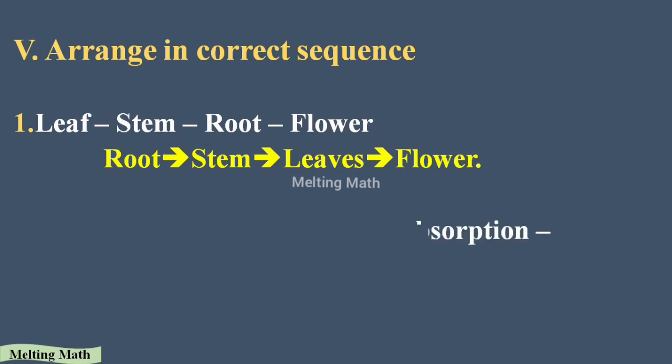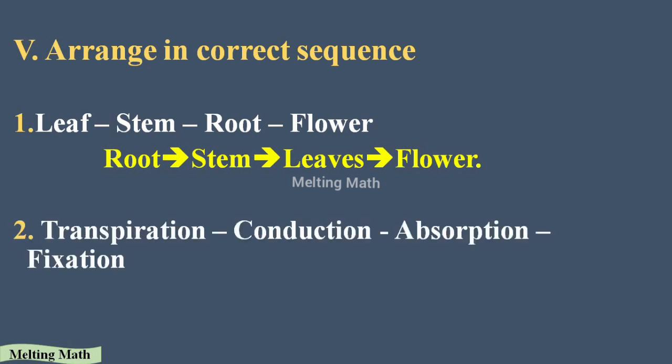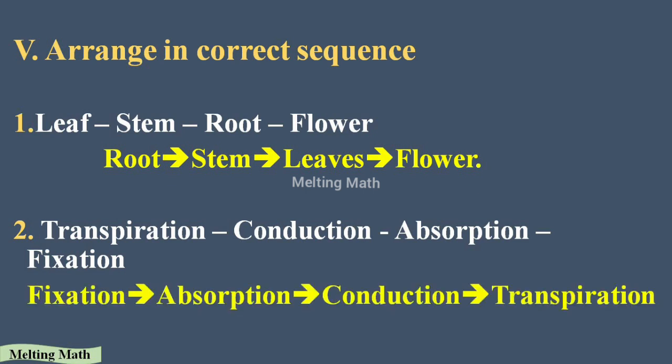So next see the second one, transpiration, conduction, absorption, fixation. It's in the irregular arrangement. Let's correct it. First, fixation. Fixation is when we fix the plant in the ground, that's a fixation. After that, when we pour the water, it absorbs water and the minerals. Okay, that's called the absorption.